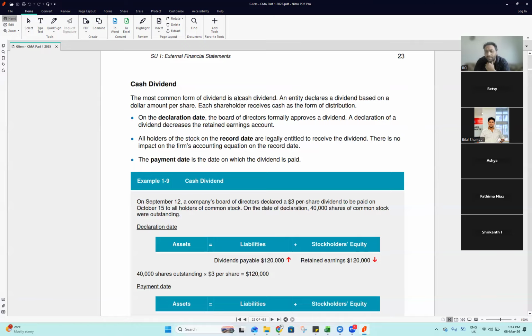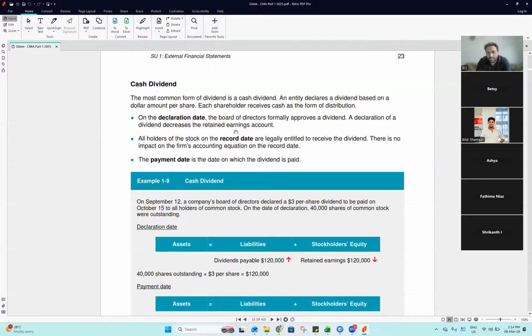Then comes the payment date. Payment date is some other date when the dividend is being paid. Clear? Now, the common form of dividend is the cash dividend. An entity declares a dividend based on a dollar amount per share. Each shareholder receives cash as a form of dividend distribution.